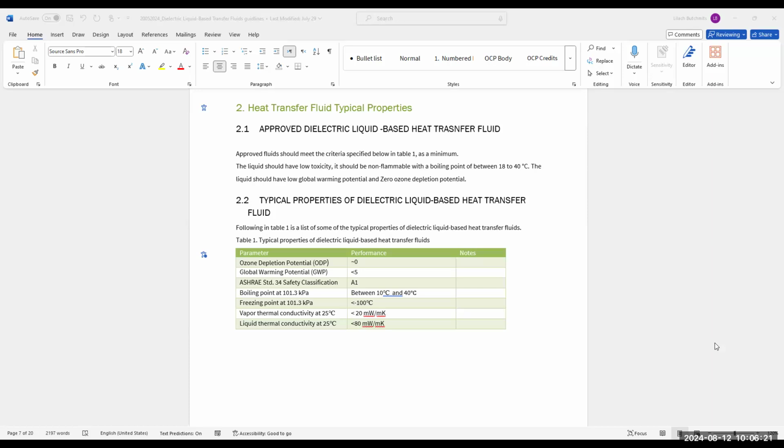If we look at safety, which is what I started with, then non-flammable and non-toxic is a must, and this means A1 safety by ASHRAE. It would be unacceptable to do anything else. Only after we have selected all these do we look at the boiling point of the liquid. When it says boiling point, it usually means the boiling point at atmospheric pressure or at sea level. That doesn't mean the system will use it at that temperature, but it is the base temperature at atmospheric pressure. Because we want to bring down the case or junction temperature, we look at a boiling temperature between 10 and 40 degrees.